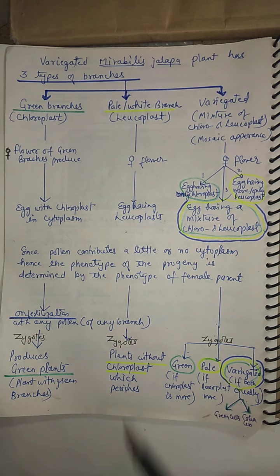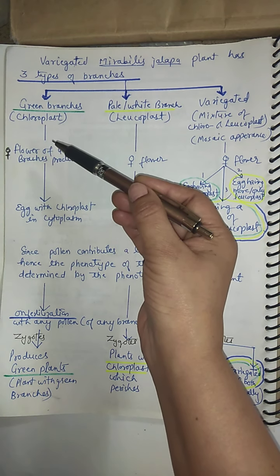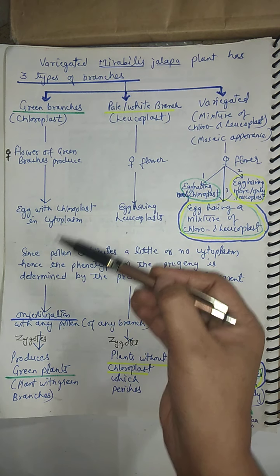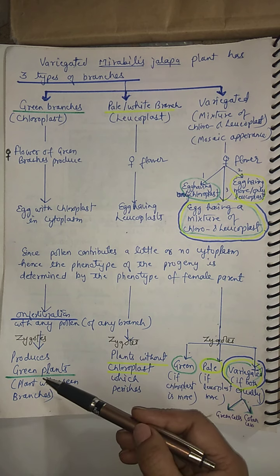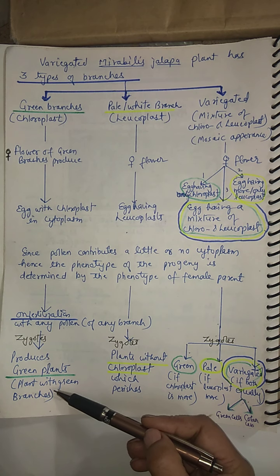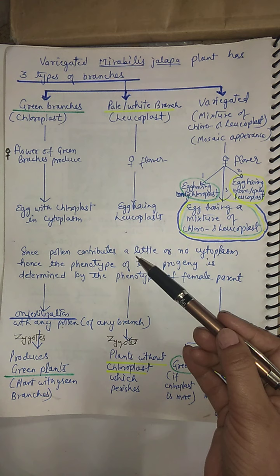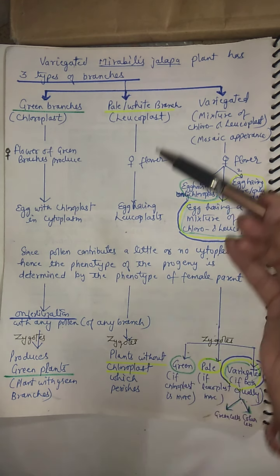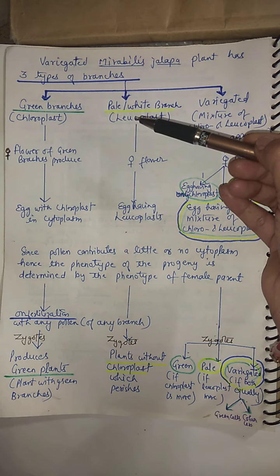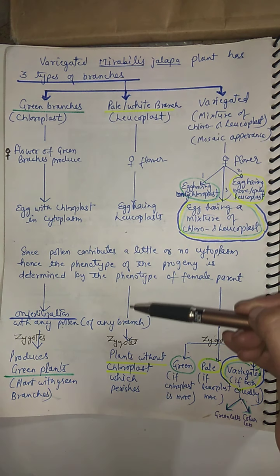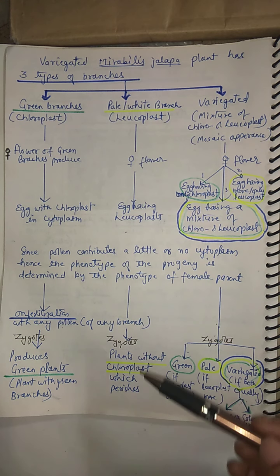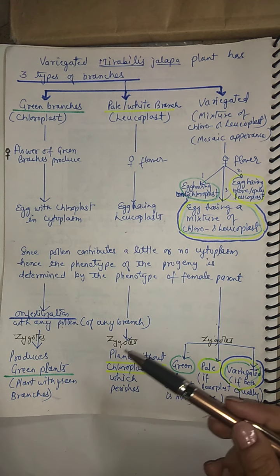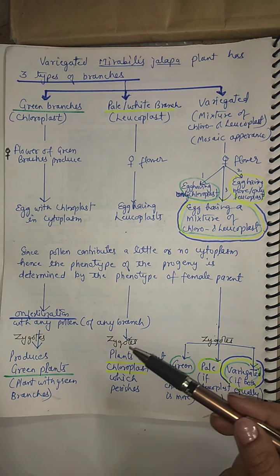On fertilization, he observed that a flower on a green branch, having an egg with chloroplasts, forms a zygote which produces a green colored plant irrespective of the type of pollen from any branch, green, pale or variegated. Similarly, a flower from a pale branch, when fertilized, formed a zygote having leucoplasts, but during development such a plant perished due to the lack of chlorophyll.